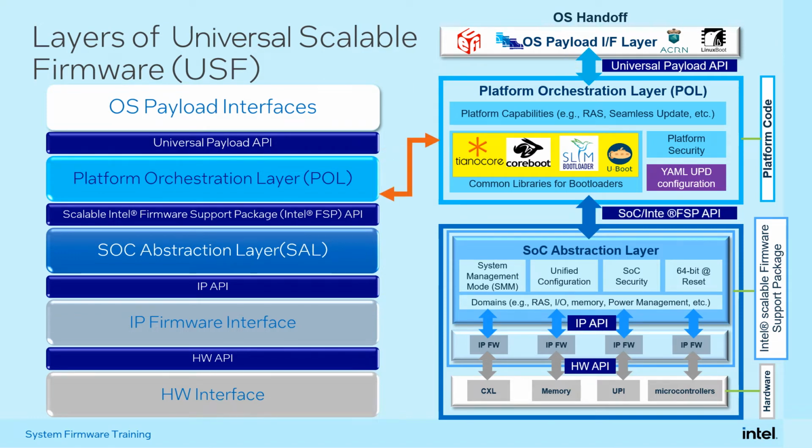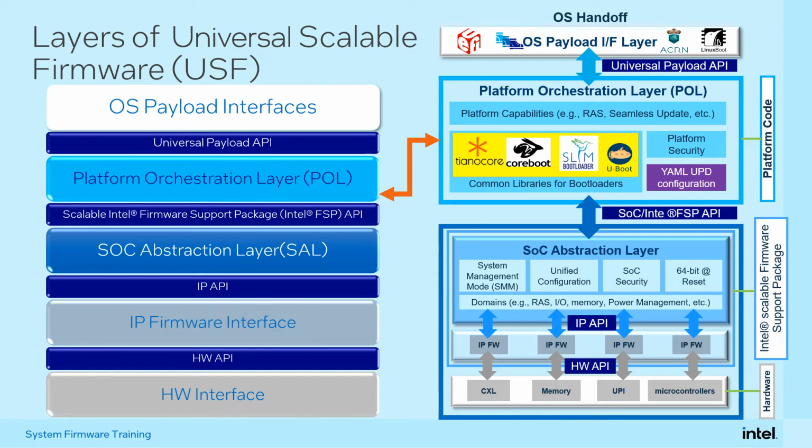The platform orchestration layer, POL, is the bootloader layer, sometimes called BIOS or system firmware. This layer is the build environment for the system firmware's platform binary image that is created by and supports several open-source bootloaders, such as TianoCore EDK2, Coreboot, Slim Bootloader, and U-Boot. This layer typically governs the boot flow from the system reset vector up to loading the universal payload.